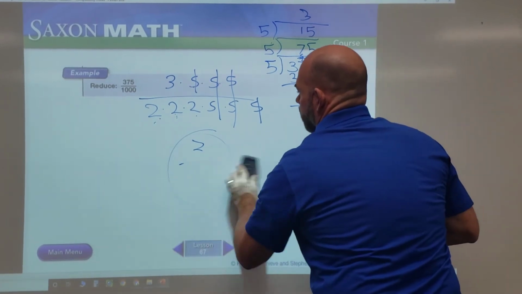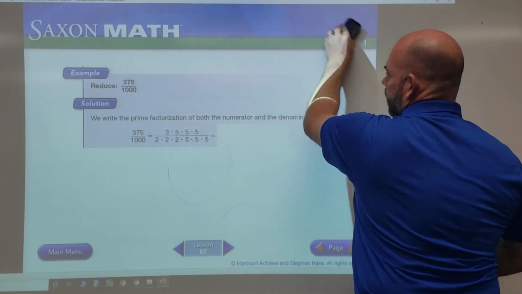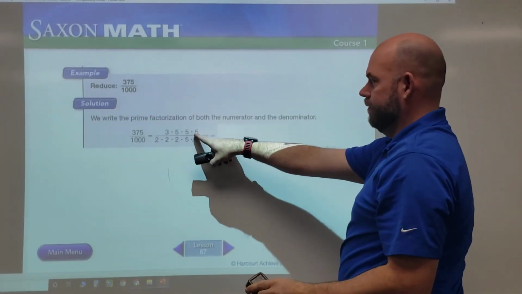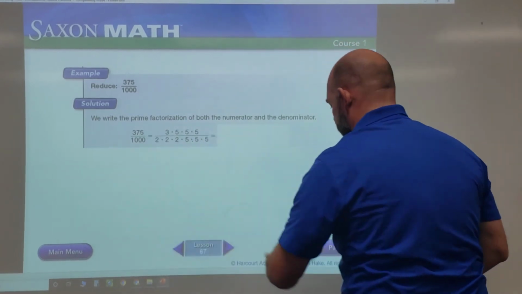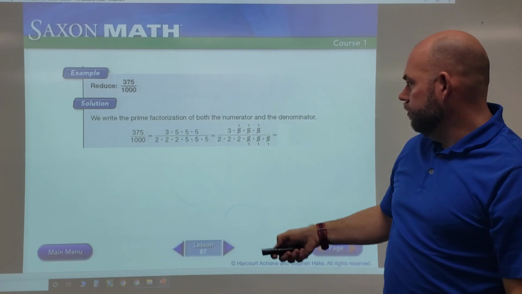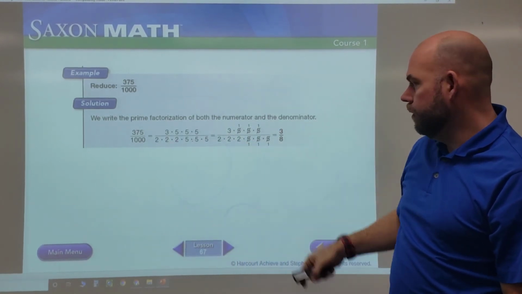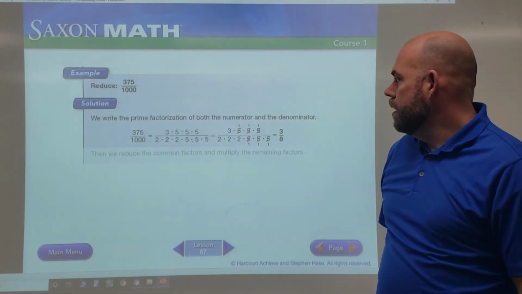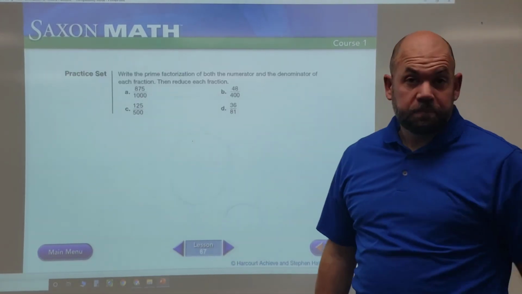As I erase this, let me put up what they put. So factorization, we put out all the factors. They got the 3 times 5 times 5 times 5 like I did, and 2 times 2 times 2 times 5 times 5 times 5. They got that last 5. And once they reduced all those, they get 3 over 8. So it checks out. We reduce the common factors and multiply the remaining factors. We did it. That's it.